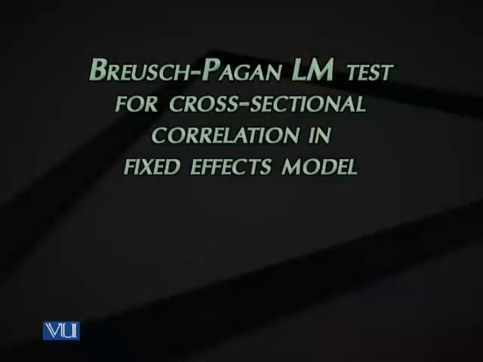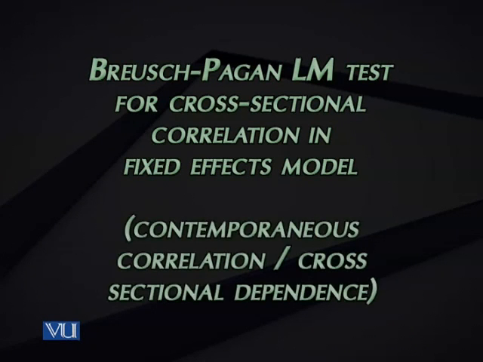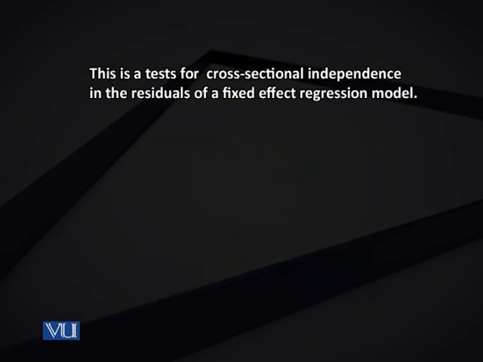Now there is a concept called contemporaneous correlation or cross-sectional correlation, which you should test for. So we have an LM Breusch-Pagan test as well for this. The process is given to you on the screen. We call it contemporaneous correlation or cross-sectional dependence. This test is for testing cross-sectional independence in the residuals of a fixed effect regression model. The previous test that we have done is related to random effect regression.